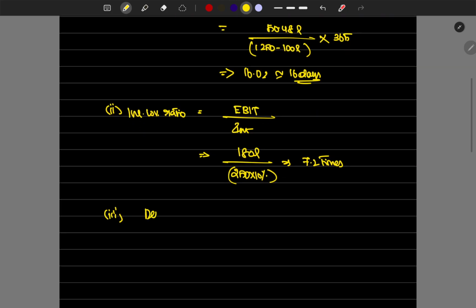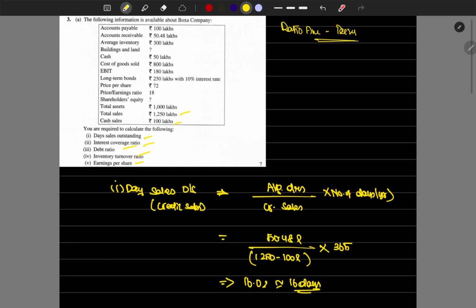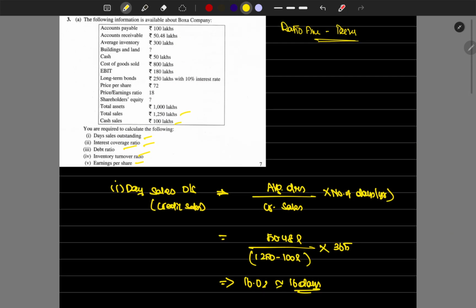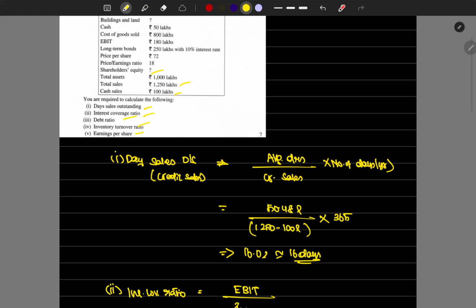Next, the third formula, the debt ratio. Debt ratio is equal to debt divided by total funds, which is debt plus equity. How much is the debt? The debt is 250 lakhs. How much is the equity? We don't have the equity value, so we have to find it out.